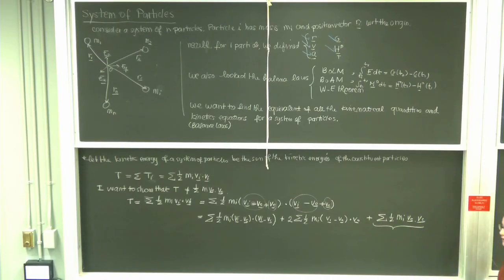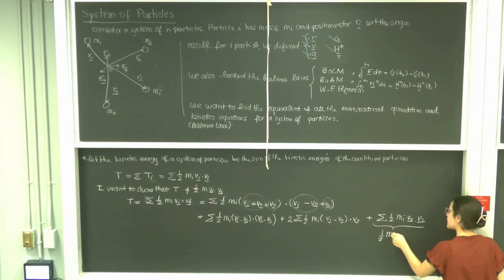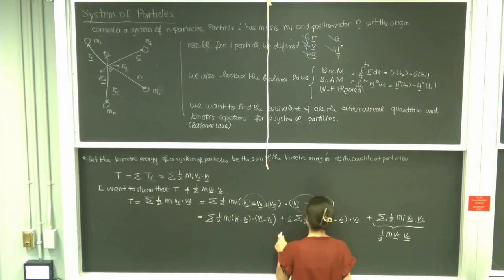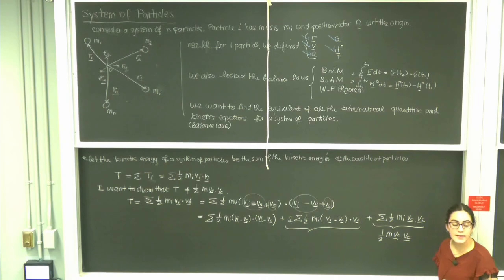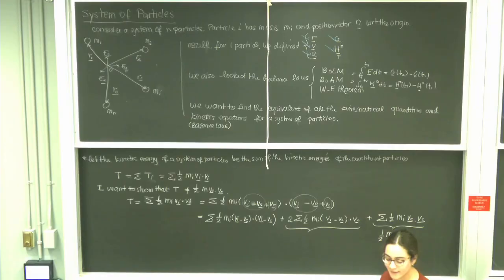In this term, I can take Vc and Vc outside. I'll get half M Vc dot Vc. This term really I cannot simplify as is. This term is going to be equal to, well, that's going to be your quiz. It's a quick 10-minute quiz. What is this term going to be equal to? What does it simplify to? This term.